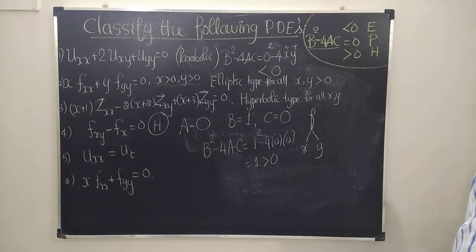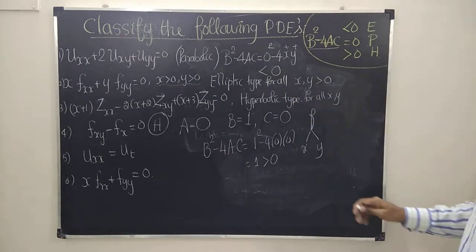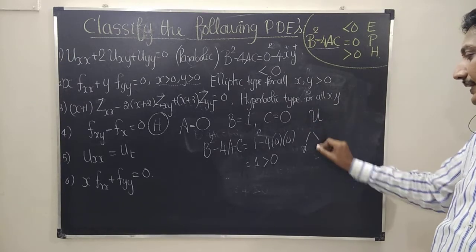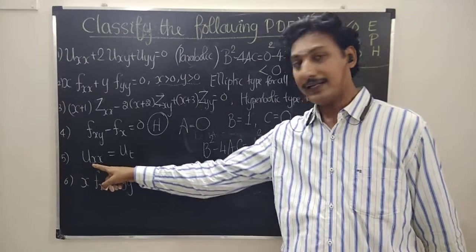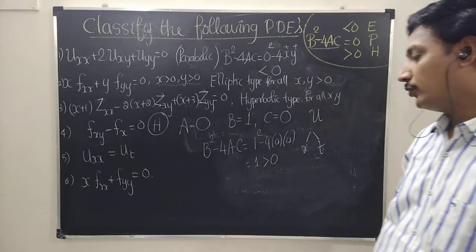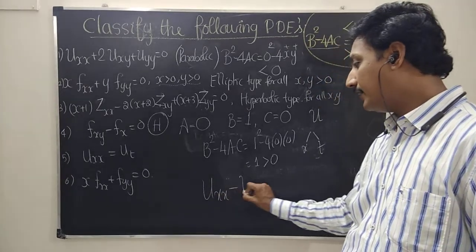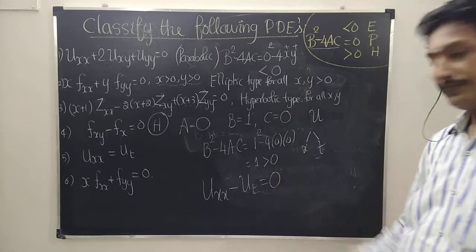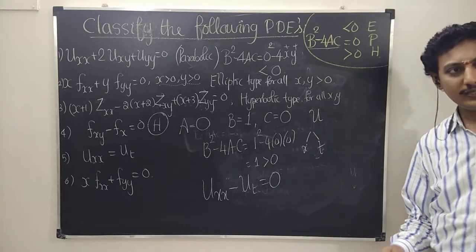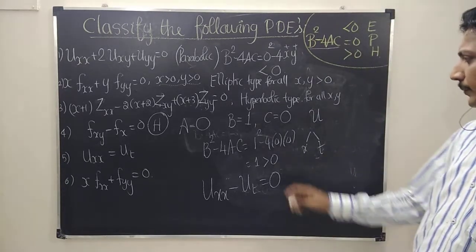And what about the fifth one? I think the fourth one and the fifth one are more or less the same type. The fifth one is u, a function of x and t. Please see that uxx is equal to ut. So can we rewrite this as uxx minus ut is equal to 0? Yeah, both are the same, isn't it? Now, what about a?